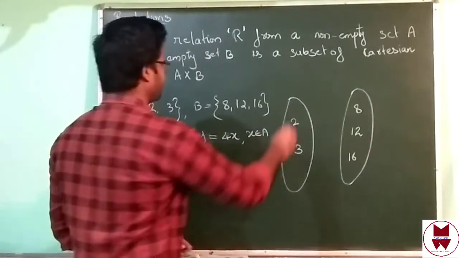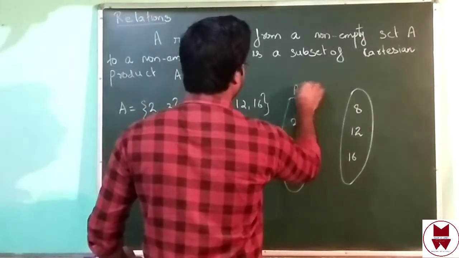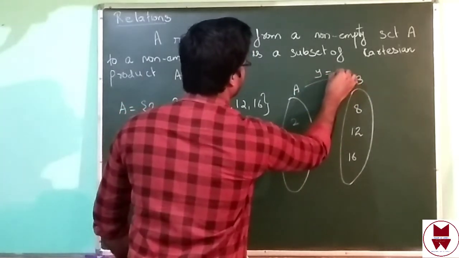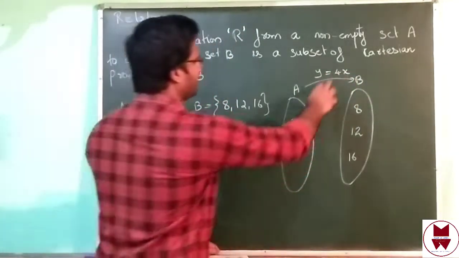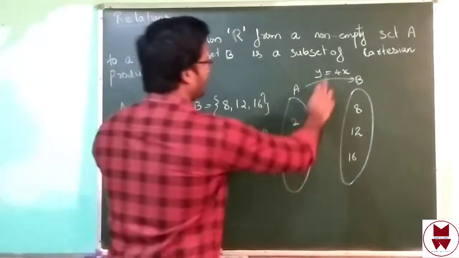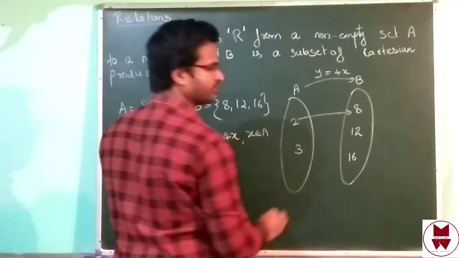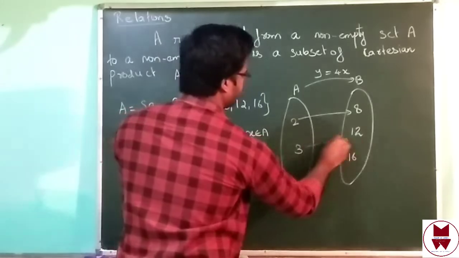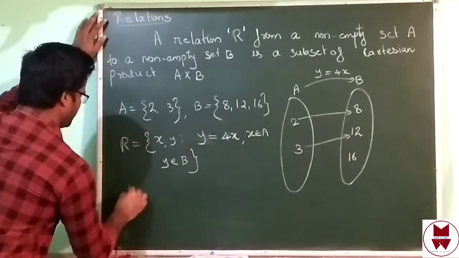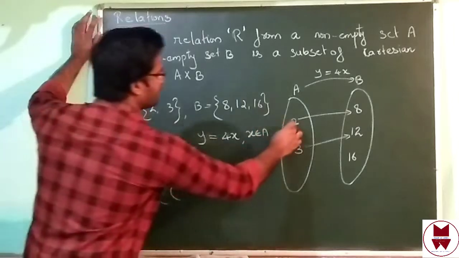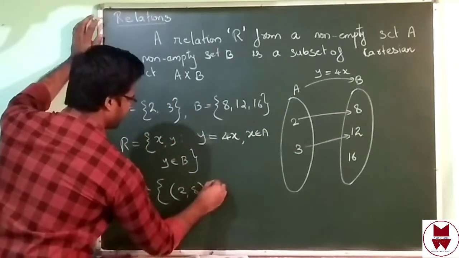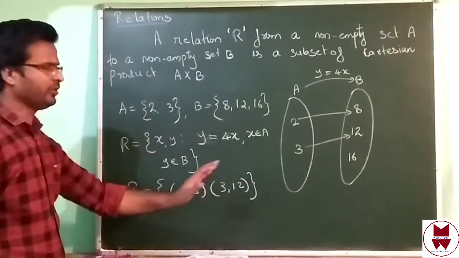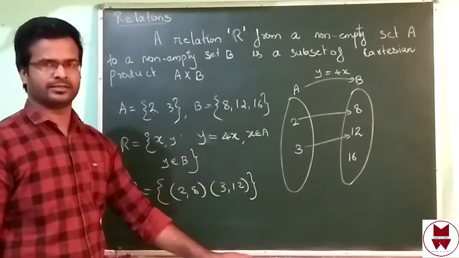We can find the relation using this diagram. This is A, this is B, and the relation is y equal to 4x. If you give 2 in the place of x, what will you get? 4 into 2, 8, isn't it? And if you give 3 in the place of x, 4 into 3 is 12. We can write the relation as the set of (2, 8) and (3, 12). We got 2 ordered pairs, and those 2 are the relation.